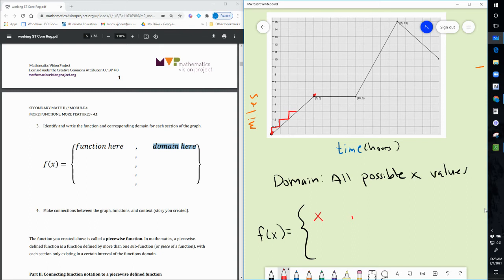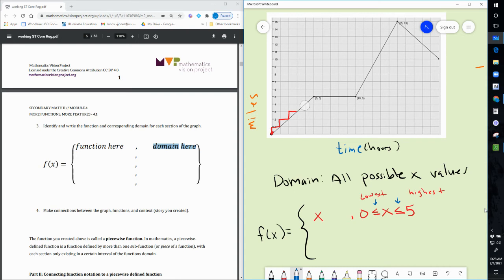Now put your comma, and now you have to tell me on what domain, what x values does it cover, right? So lowest x value to highest, right? Okay, so you're going to say my lowest x value is 0, and then you put less than or equal to x less than or equal to whatever your highest x value is, which is 5. So we're just saying everything from 0 to 5, with 0 and 5 being included because we have those equal signs. And we know that because we don't have open dots, right?